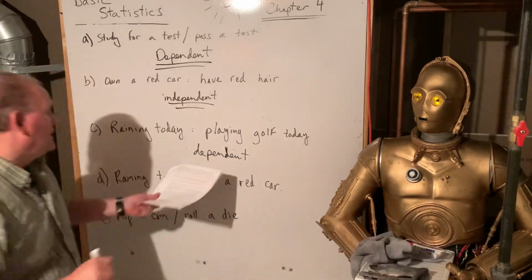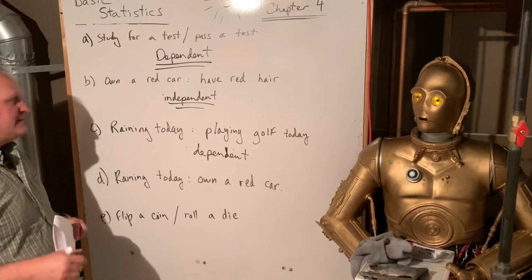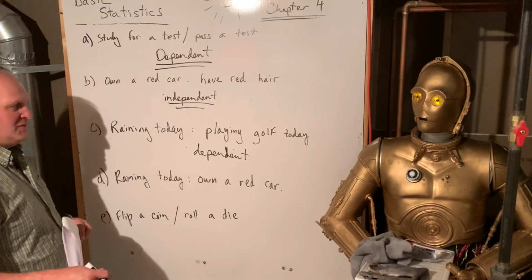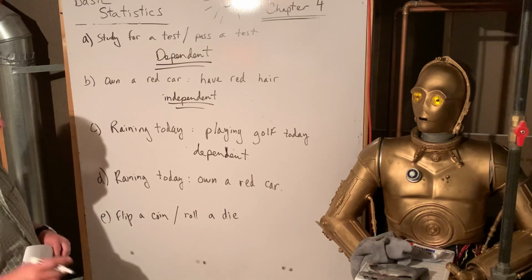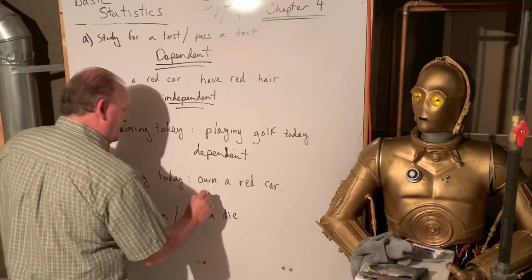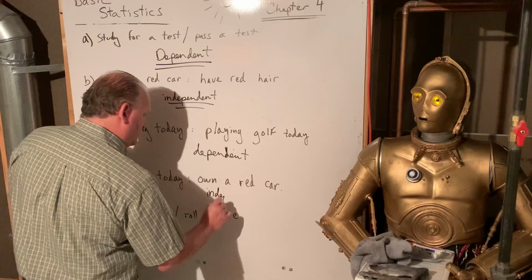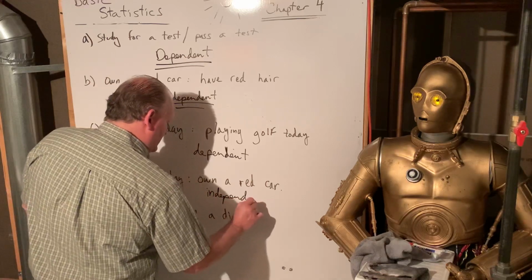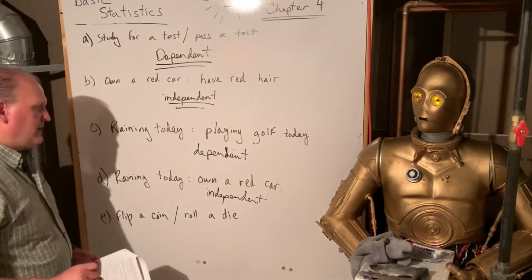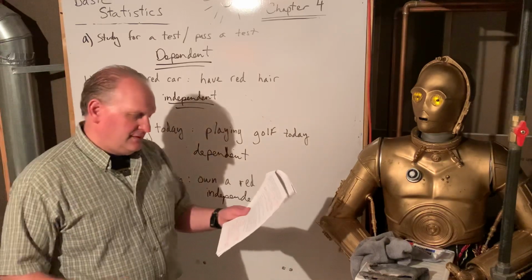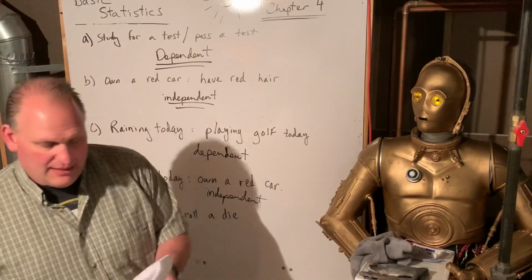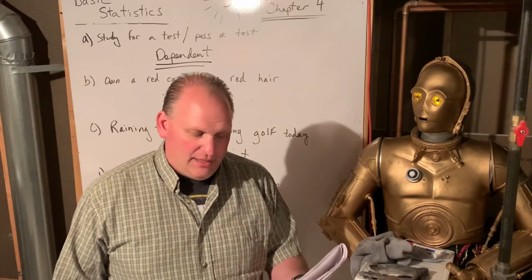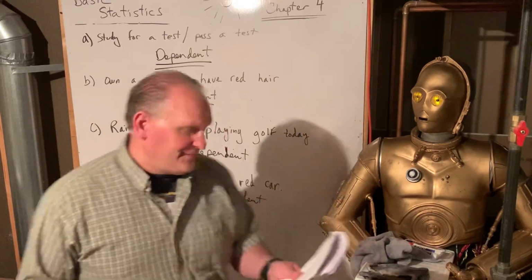So that's a dependent event. If it's really pouring rain, most people don't go golfing. Raining today, owning a red car. That is definitely independent. I cannot think of a scenario where because it's raining today you bought a red car, or it rained today because you own a red car. Those are unrelated. All right.